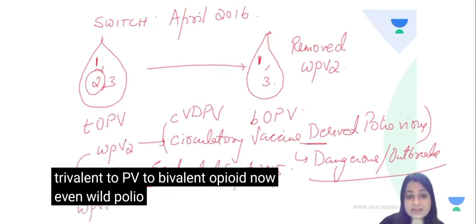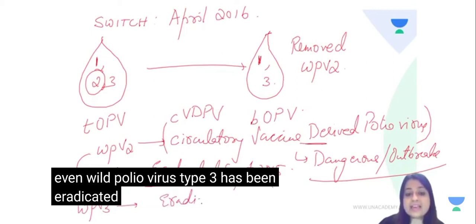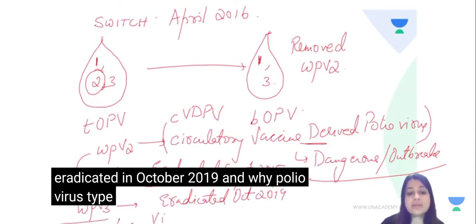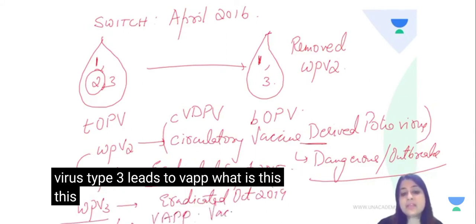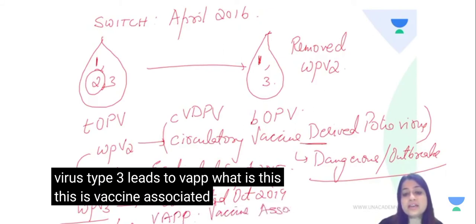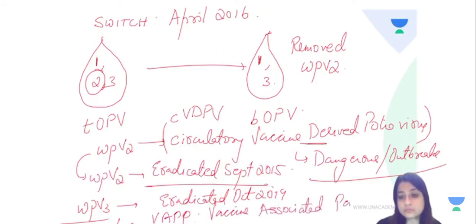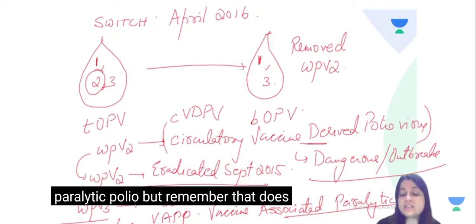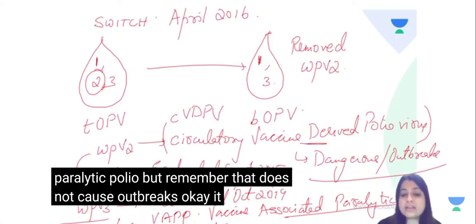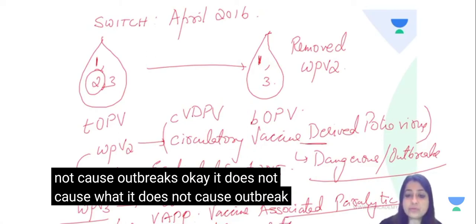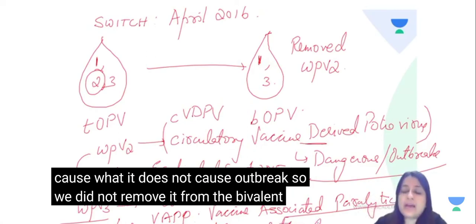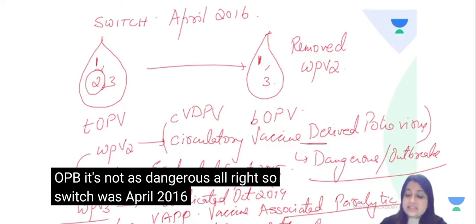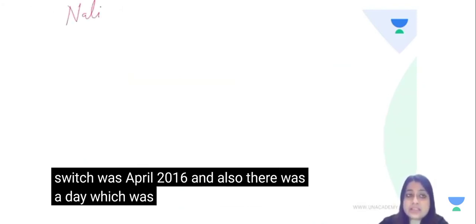Now, even wild poliovirus type 3 has been eradicated in October 2019. And wild poliovirus type 3 leads to VAPP. What is this? This is vaccine associated paralytic polio. But remember, that does not cause outbreaks. Okay, it does not cause what? It does not cause outbreaks. So we did not remove it from the bivalent OPV. It's not as dangerous.